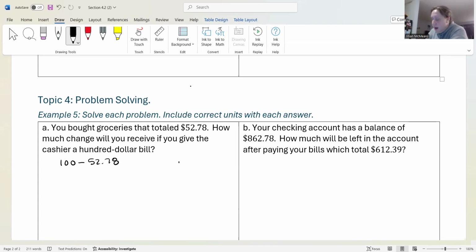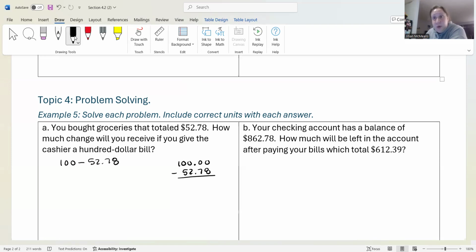Okay. So we have 100 minus 52.78. And remember, you can turn a whole number into a decimal by just adding a decimal point and a series of zeros at the end. I went ahead and added 2 zeros here since I have 2 decimal places in 52.78. I need a number to subtract each digit from. Okay. So let's go ahead and start subtracting column by column now.